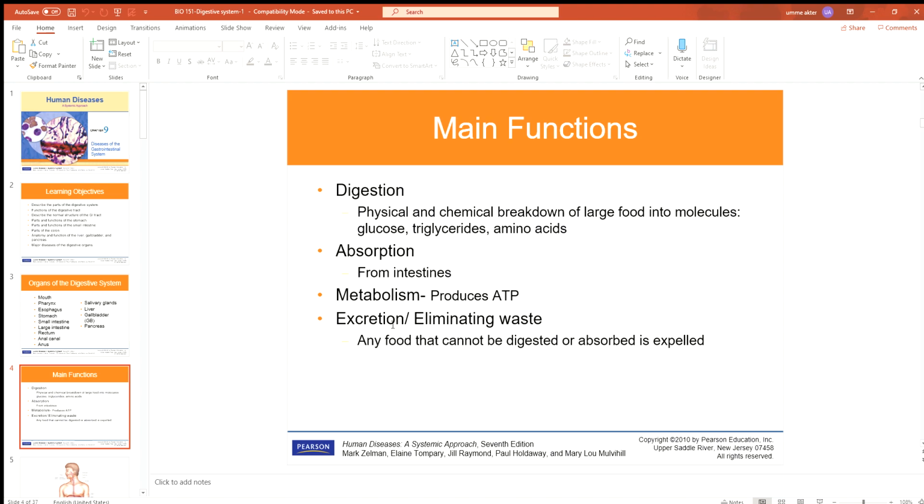Then those foodstuffs are not absorbed or not taken into the blood. They will get out as feces, and that process is called excretion or elimination of waste. So those are 4 important processes or functions in the digestive system: digestion, absorption, metabolism, and excretion or elimination. So unnecessary foodstuffs get out from the body, from the intestine as feces.